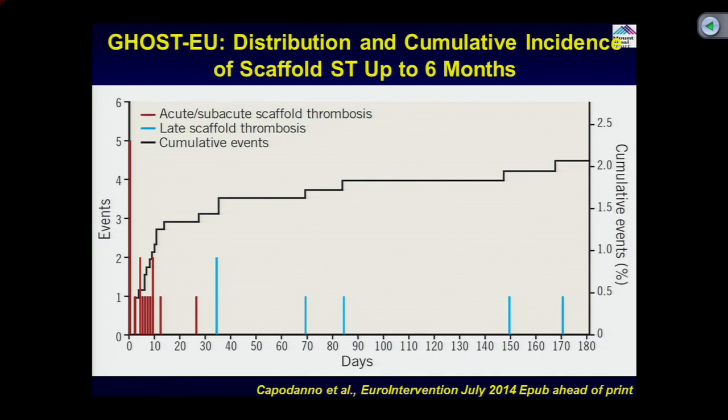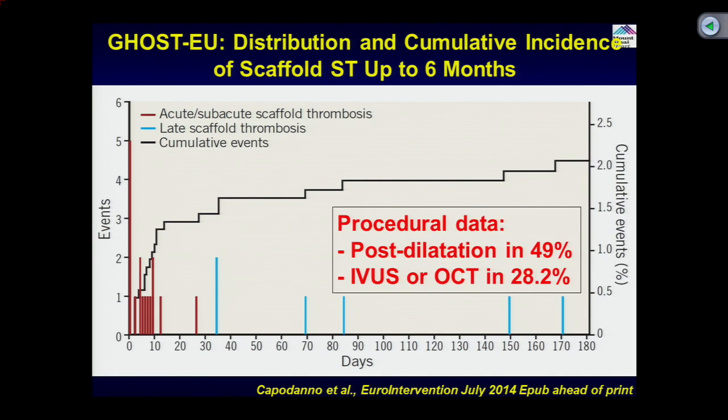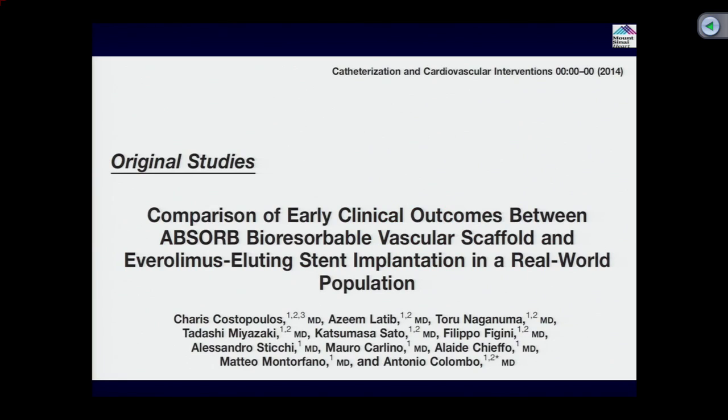And there are a few important points, and what we learned when we use some new technique. What we learned here is that in this study, the procedural data were that post-dilatation was done in only half of the cases, and IVUS or OCT was used in about a quarter. But most important is that post-dilatation was done in less than 50%.